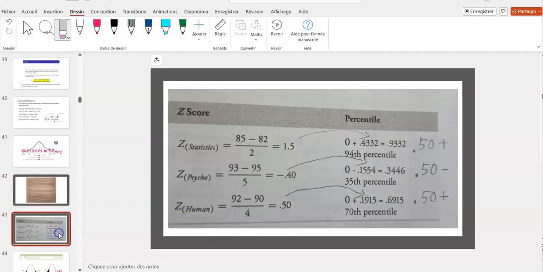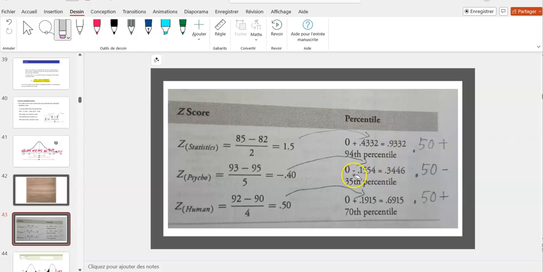So how do you find the Z-scores easily? You have the table. But let's say first the formula. So 85, the individual score, minus the average, and then divided by the standard deviation becomes 1.5. So 1.5 means it is greater than the standard deviation zone 1. And then you can see here 50, that is just the average, plus 0.4332, that becomes 0.9332. That means the score is situated at 93.32%.